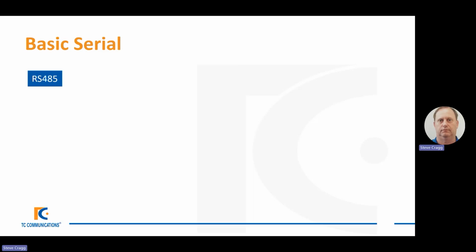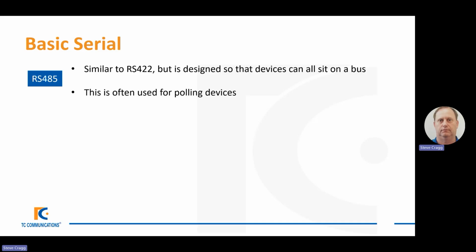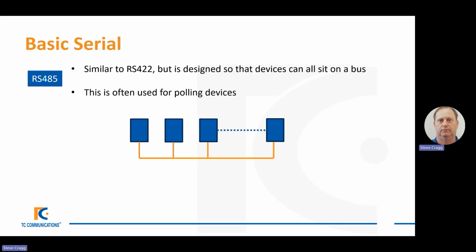The third most common standard is RS-485. RS-485 is somewhat different. It's somewhat similar to RS-422, but it is designed so that the devices can all sit on a bus. And this is typically used for polling devices. This is how it works. We have a single data line in this case, and we're showing a series of devices. One of them will choose to transmit. It will talk to all of the others simultaneously.